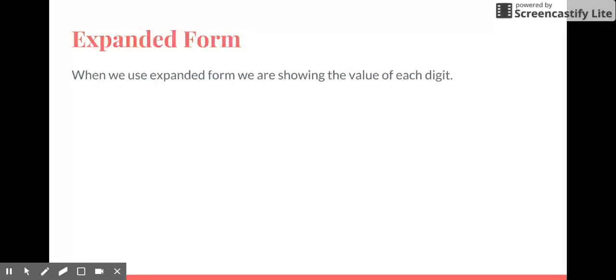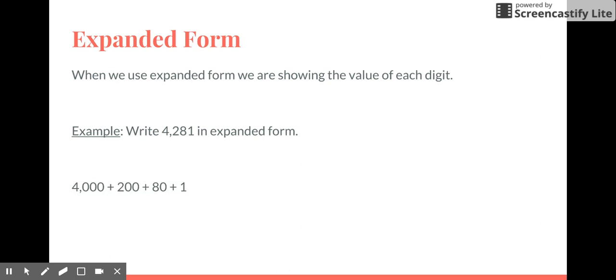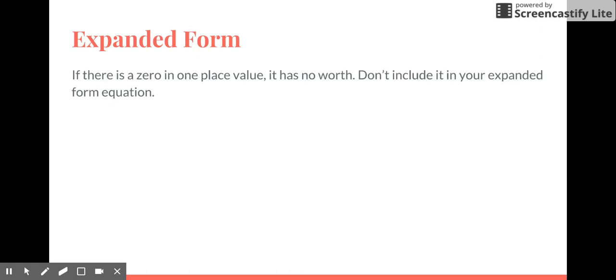When we write a number in expanded form, we're just showing the value of each digit. For example, if I were to write 4,281 in expanded form, I would want to make sure that I show that there was 4,000 in the thousands place, 200 in the hundreds place, 80 in the tens place, and 1 in the ones place. So my equation or my form would look something like this: 4,000 plus 200 plus 80 plus 1. Something to keep in mind is if there's a 0 in a place value, it has no worth. Make sure that you do not include it in your expanded form equation.